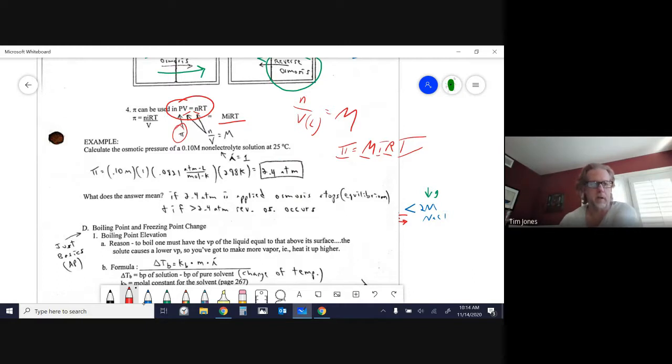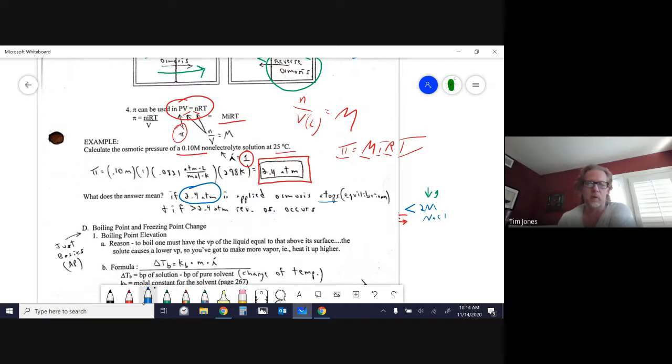So for example, calculate osmotic pressure, 0.10 molarity, non-electrolyte means i value of 1, 25 degrees, just plug all the numbers in, and you get 2.4 atmospheres. So that's how much pressure osmosis is attempting to occur with. So again, if we were to set up a system with a piston like in the picture above, if we push with 2.4 atmospheres, we would reach almost like a tug of war, but in this case it would be a push of war, in which osmosis stops.